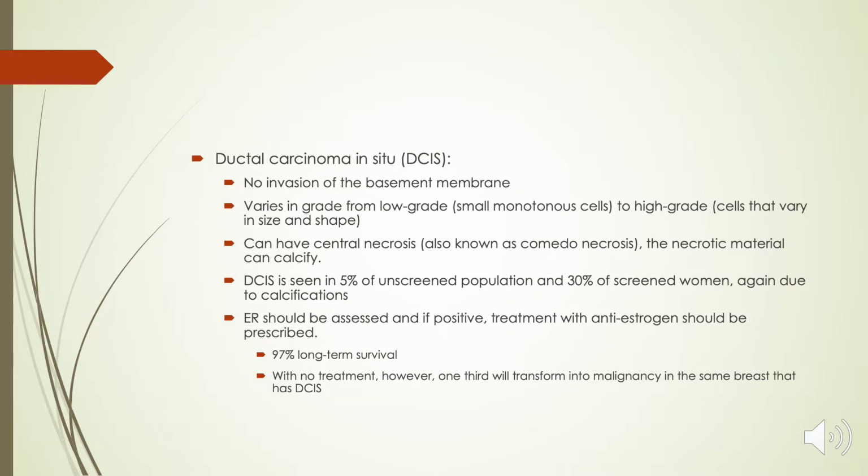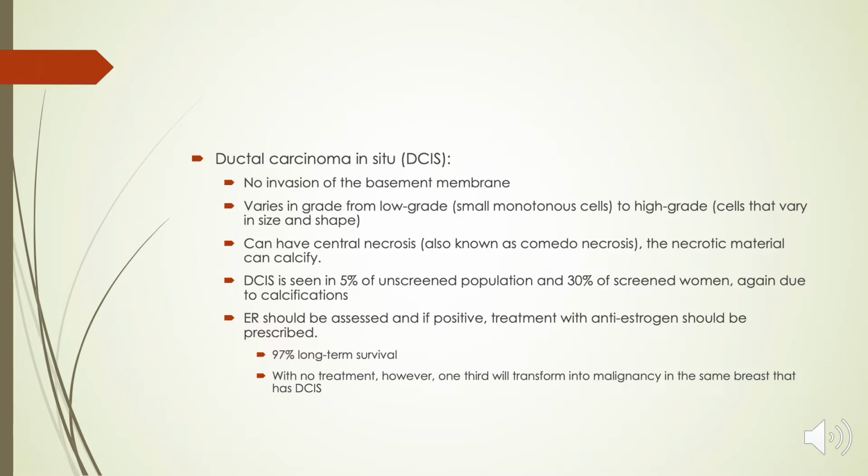Ductal carcinoma in situ, it has no invasion of the basement membrane. It varies in grade from low grade, meaning it is composed of small monotonous cells, to high grade, in which the cells are variable in size and shape and typically have fine chromatin and prominent nucleoli. DCIS can have central necrosis, also known as comedonecrosis, and the necrotic material can calcify. This is important because this is how most of the DCIS cases are being detected nowadays, by mammographic detection of calcifications.